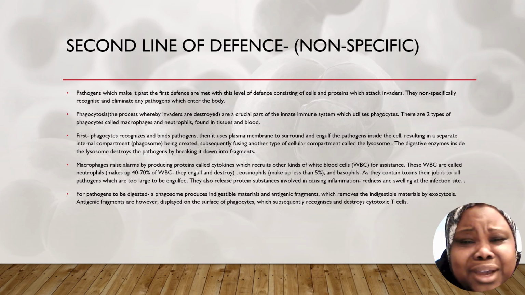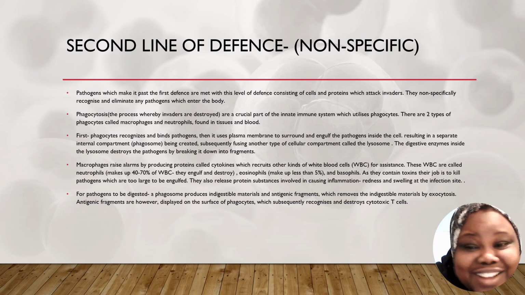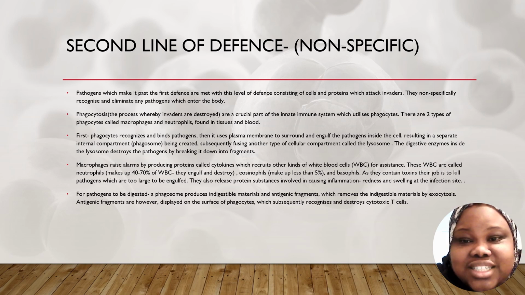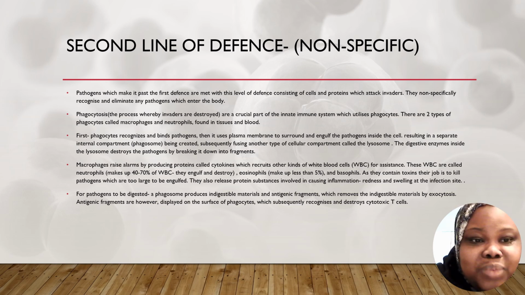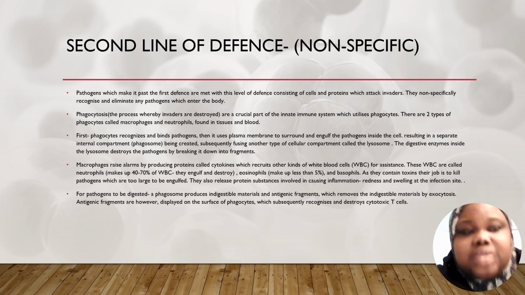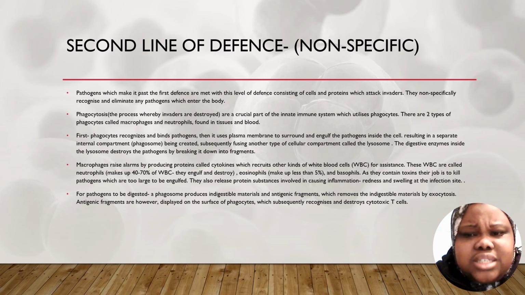Eosinophils make up less than 5%, and basophils, as they contain toxins. Their job is to kill pathogens which are too large to be engulfed. They also release protein substances involved in causing inflammation, redness, and swelling at the site of infection. So that's why when you get an infection, you might have redness.